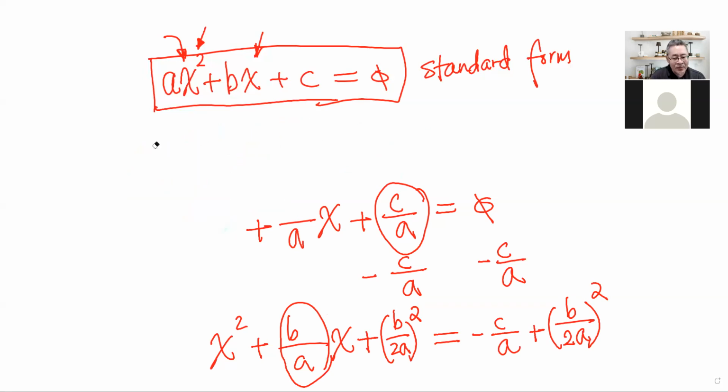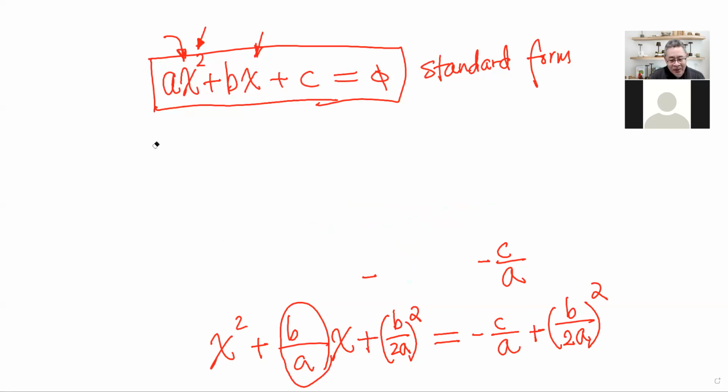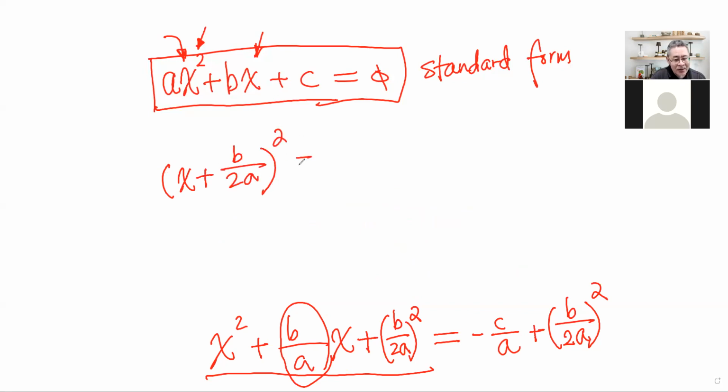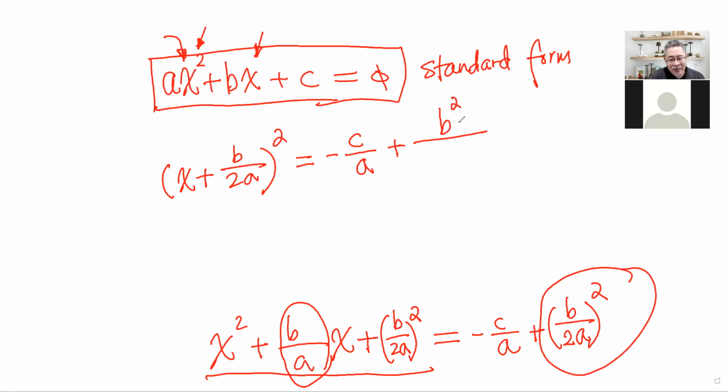Okay, so now we know this side makes a square, which is x plus b over 2a, squared. And the other side is minus c over a. And we know this square is b squared over 4a squared. Good?